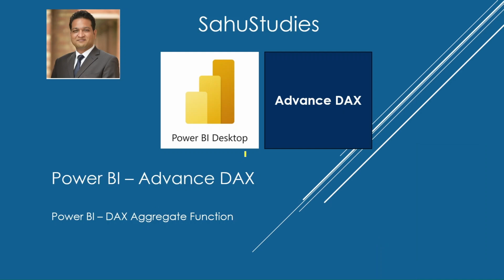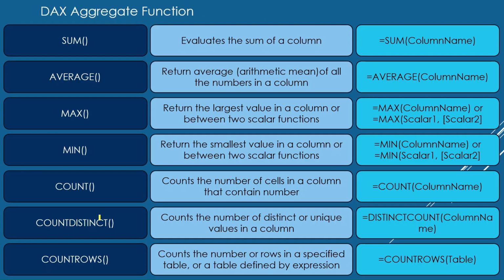In this video, we are going to discuss DAX aggregate functions in Power BI. There are 7 types of DAX aggregate function. Let's discuss one by one.